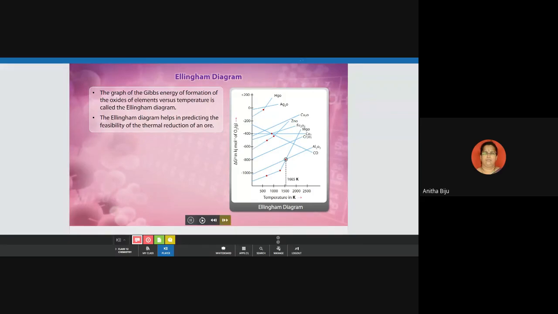You can mention it will start from minus 1000. Then when it is moving up, the value becomes positive. On the x-axis, the temperature is mentioned, and the temperature is in which unit? Kelvin. So this is the definition of this diagram that you have to take. The graph of Gibbs energy of formation of the oxide of elements versus temperature is called the Ellingham diagram. Second point is also important. Ellingham diagram helps in predicting the feasibility of the thermal reduction of the ore.